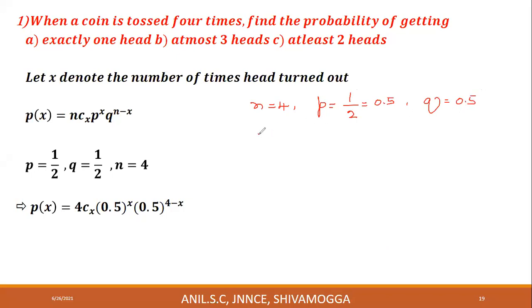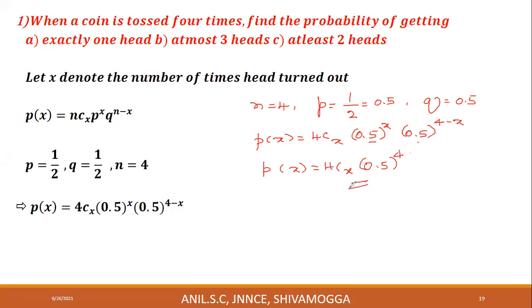Now the probability function will be P of X is equal to nCX, 4CX into P power, that is 0.5 power X, into Q power, that is 0.5 power n minus X. n is 4, so 4 minus X. Therefore, P of X is equal to 4CX. Here the bases are the same. In such cases, we add the powers. X plus 4 minus X is 4. If you add the powers X plus 4 minus X, you get 4. This is the probability function.